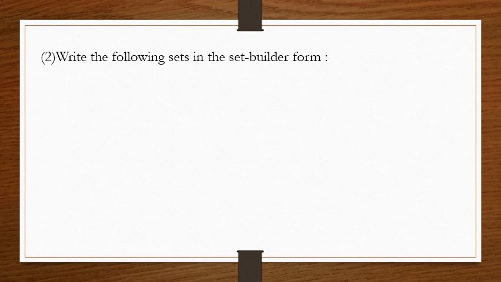The second question is, write the following sets in set builder form. First, the set consisting of the numbers 3, 6, 9, 12. What is the common feature of these numbers? All are multiples of 3. So we can write it in set builder form like this: the set of x such that x equals 3n, n is a natural number and the value of n lies between 1 and 4.